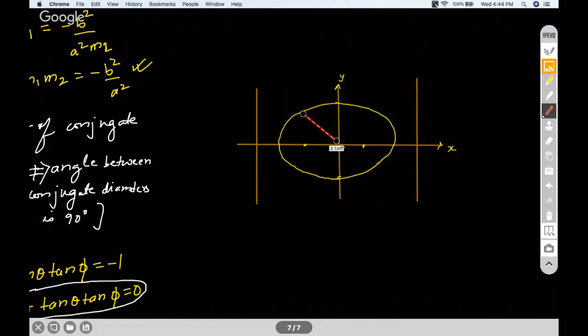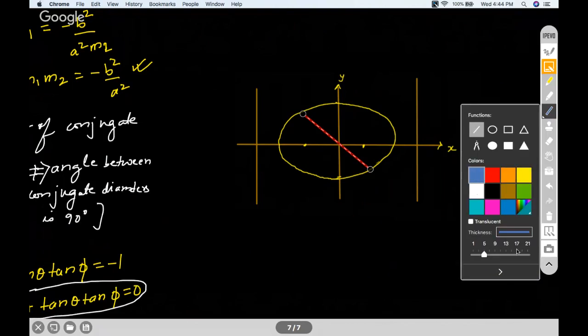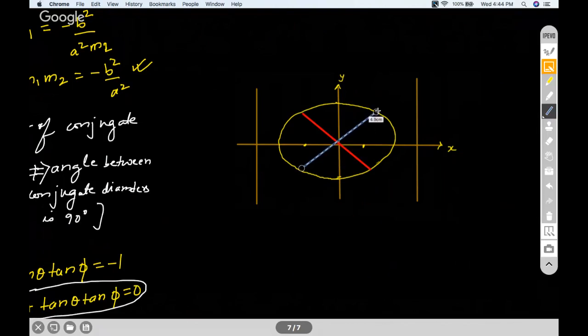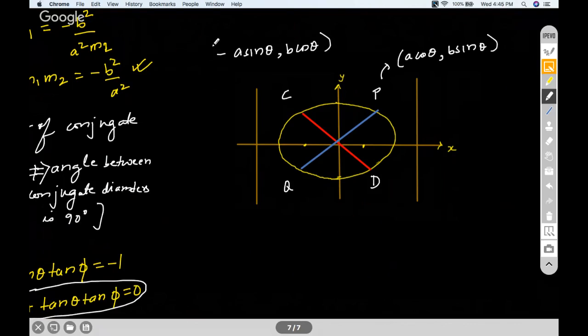So let's assume that these two are your conjugate diameters. Okay. So if this is your point P and this is your point Q, this is your point C and this is your point D, then point P could be written as A cos theta, comma B sin theta. Then point C could be written as minus A sin theta, comma B cos theta.